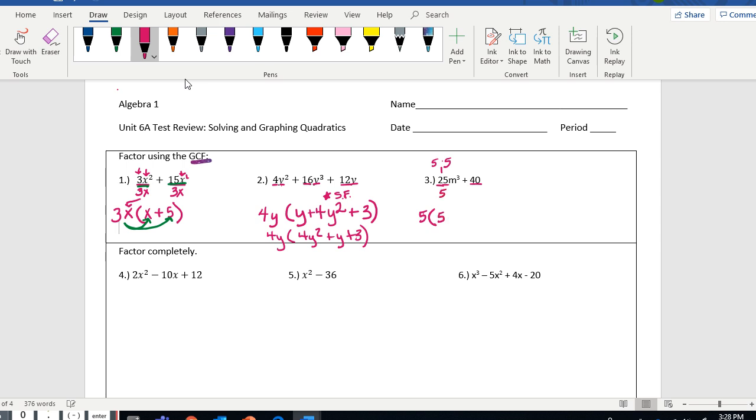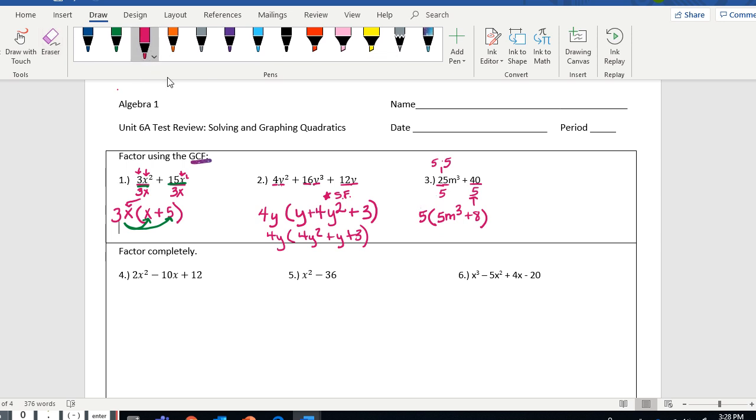So if you wanted to say divided by 5 and then pull it out front, 25 divided by 5 is 5, m to the third power. Now 40 divided by 5 is 8, or 5 times 8 would have given you the 40. Okay, either way, this is correct, and I can get rid of these extra arrows.